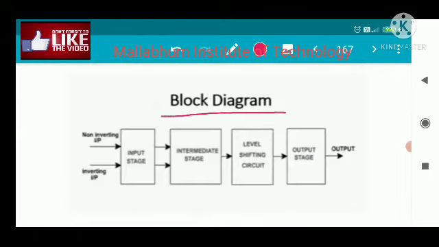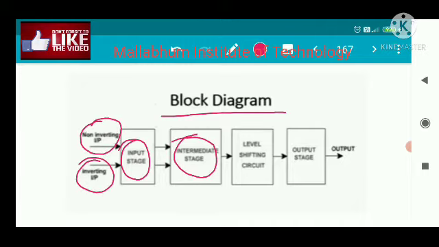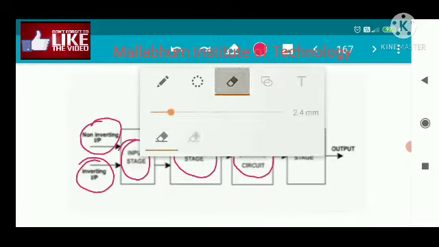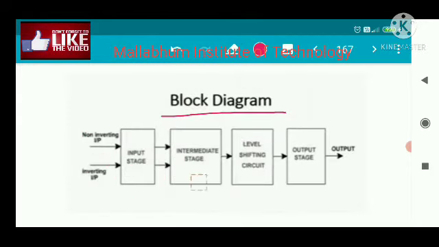Now inside this block, this is your non-inverting input, this is your inverting input, this is the input stage, this is the intermediate stage, this is the level shifting stage, this is the output stage. All of the stages have different properties, and why these have been applied, these are the different meanings that I am going to explain.